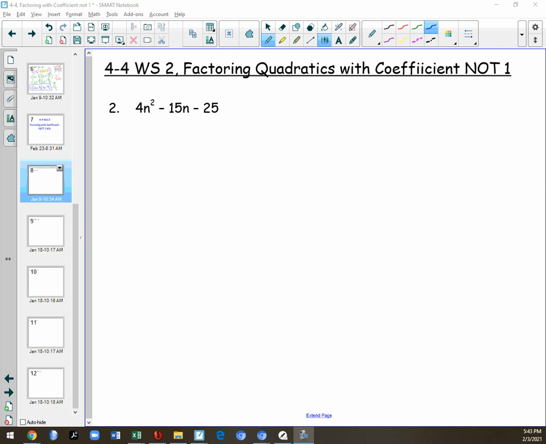Okay, let's go ahead and start worksheet 4 for worksheet 2. So the very first thing we're going to do here is look for any numbers that have our GCF. My lowest number up there is a 4. 4 does not go into 15, and neither does 2, so therefore there is no GCF.